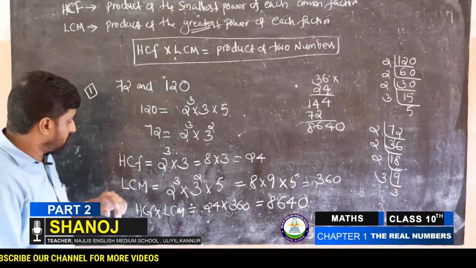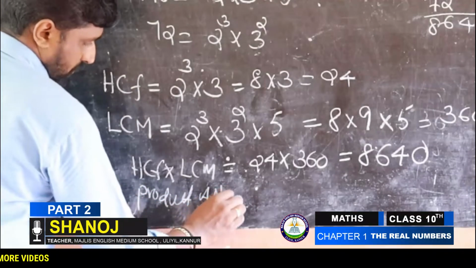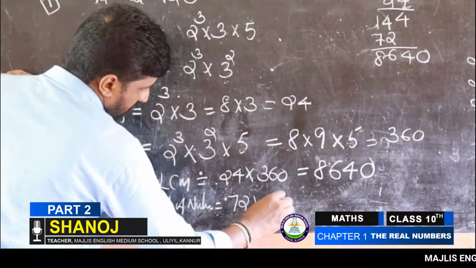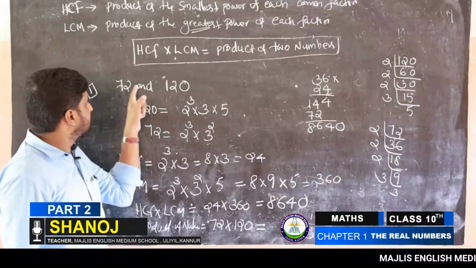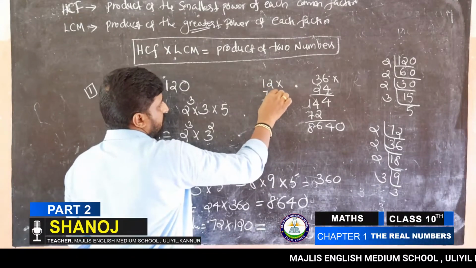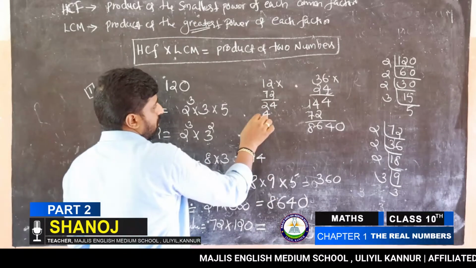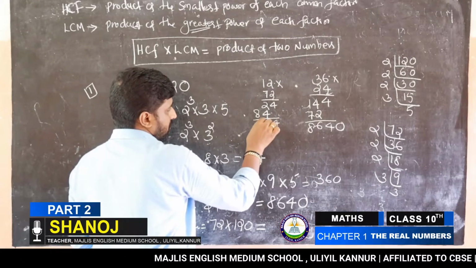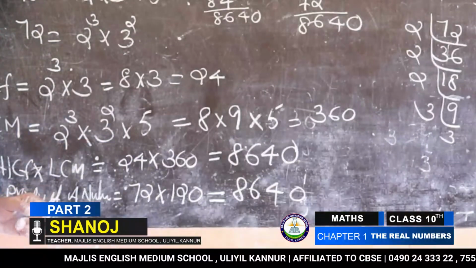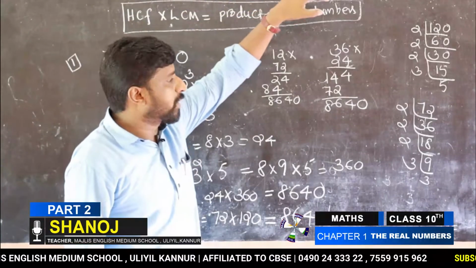Now we can find out the product of the numbers also. Product of numbers: here the numbers are 72 and 120. That also we need to multiply. 12 into 72, zero is remaining there. Therefore, that also we got 8640. We got the same answer here. That's the condition: HCF into LCM is equal to the product of the numbers.